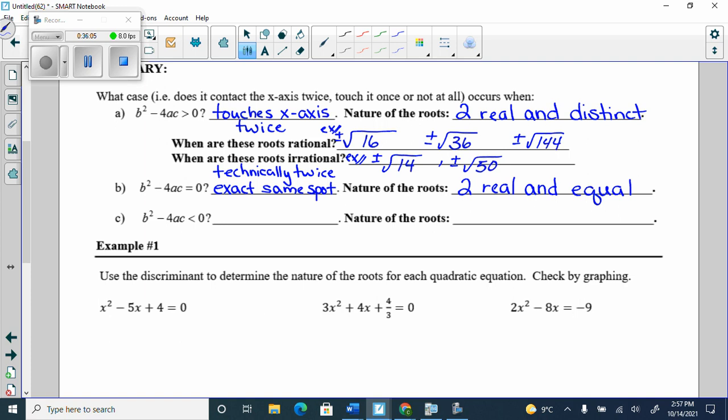What about b squared minus 4ac is less than 0? What happens there? How many times does it cross? It doesn't cross. It doesn't touch the x-axis. Which means I have no roots, right? So the roots that exist are non-real roots.